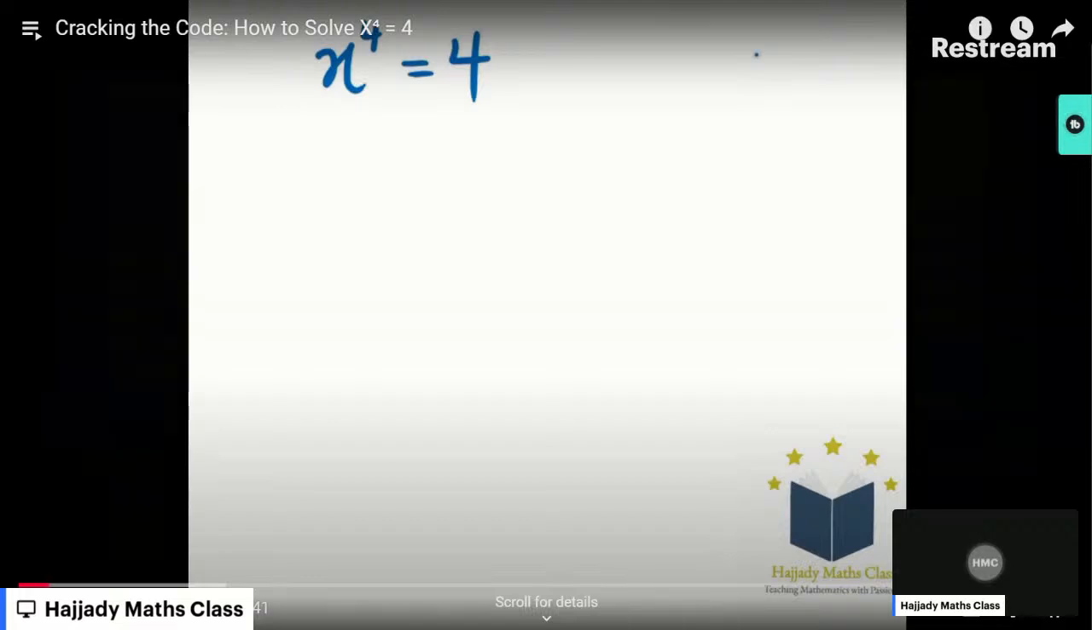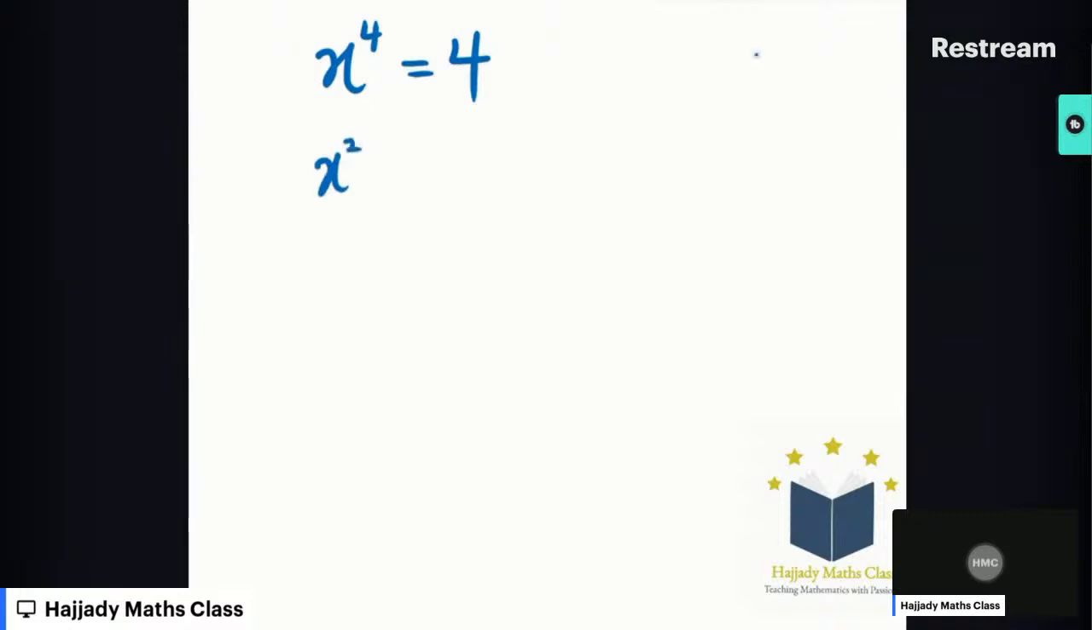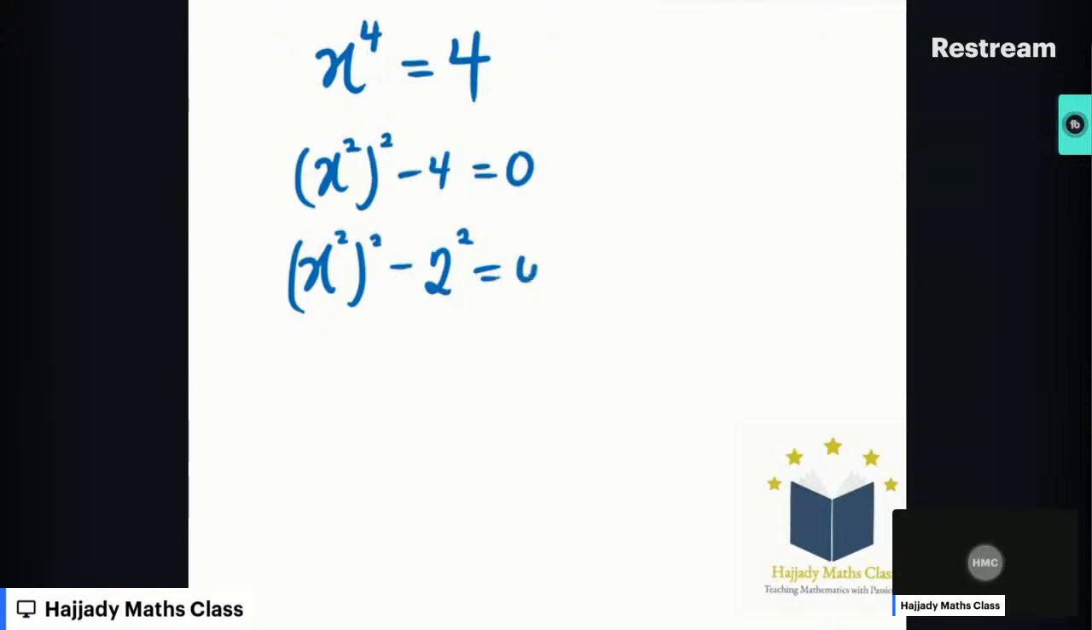So solving this question, we have x to the power of 4 minus 4 equals 0, written as x squared to the power of 2 minus 4 equals 0. This is the same thing as saying x squared to the power of 2 minus 2 to the power of 2 equals 0. Don't forget the formula of difference of two squares: a squared minus b squared equals a minus b, a plus b.